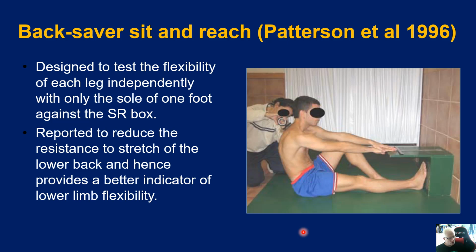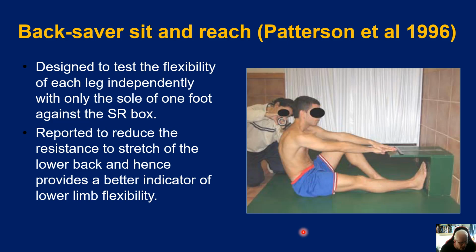Well, the authors argued that it probably does reduce the variability, because their argument is it reduces the resistance to stretch of the lower back and therefore provides a better indicator of lower limb flexibility. Now that's quite interesting, because the argument is that by having only one leg engaged, it causes a relaxation in the lower back. So in this example here, we've only got the right leg being engaged, the left leg is not in play in this example, therefore it increases relaxation, therefore they're more likely to get a valid measure. In this case, their argument is of lower limb flexibility.